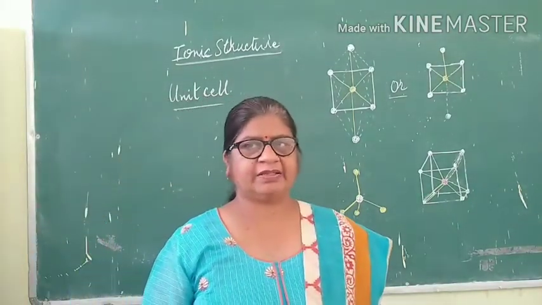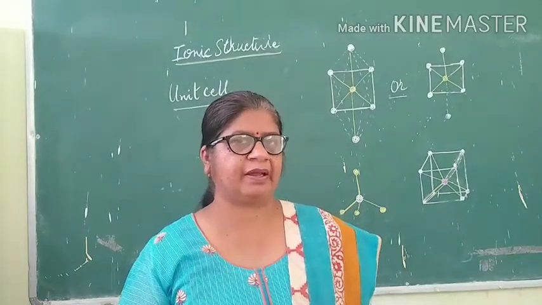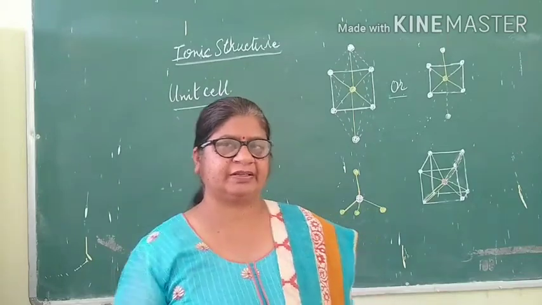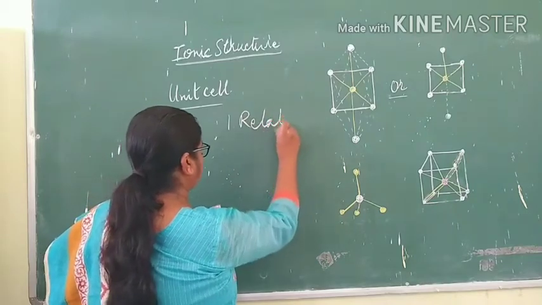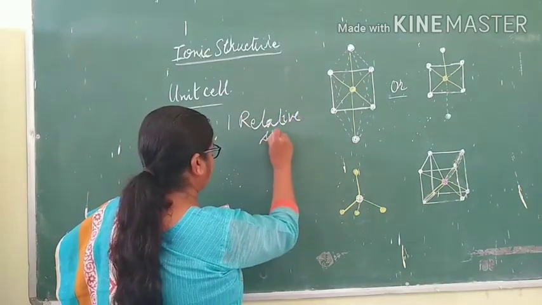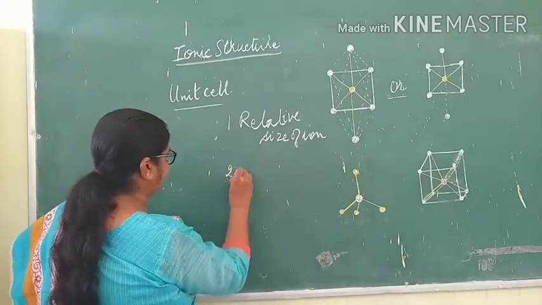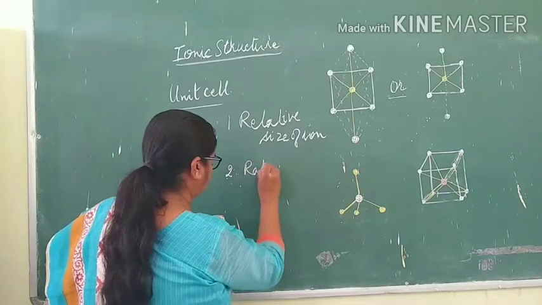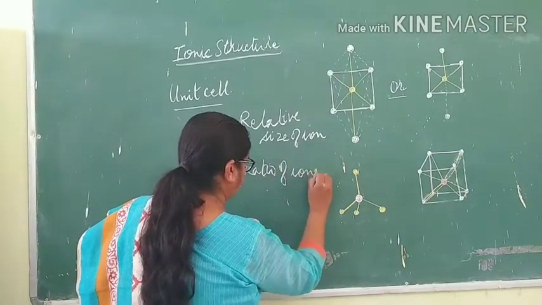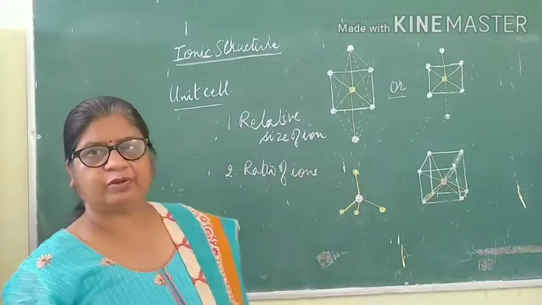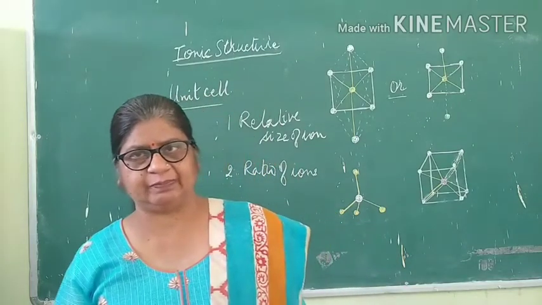The structure of ions in crystals can be determined by two principal factors. One is the relative size of the ions. Second is the ratio of oppositely charged ions, that is, the ratio of cations and the ratio of anions.